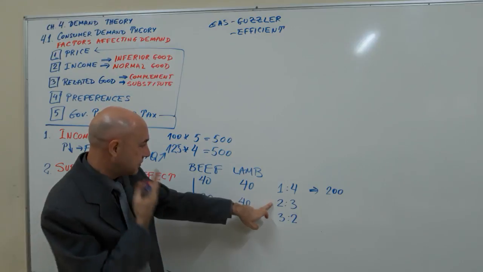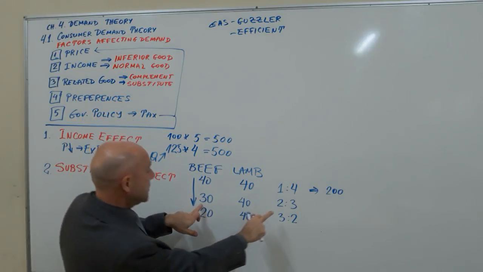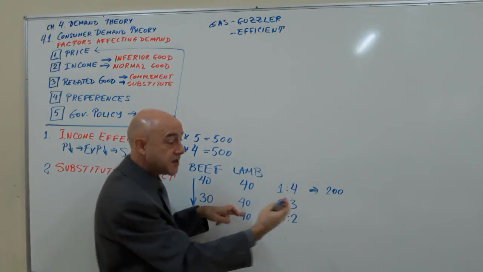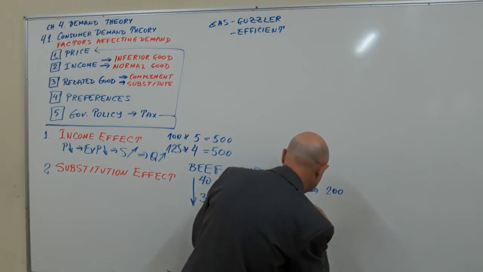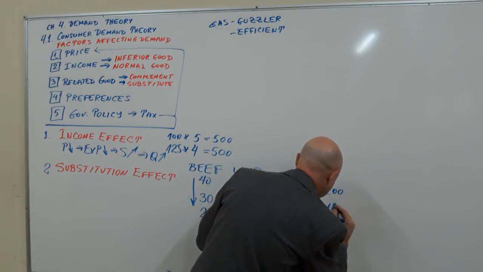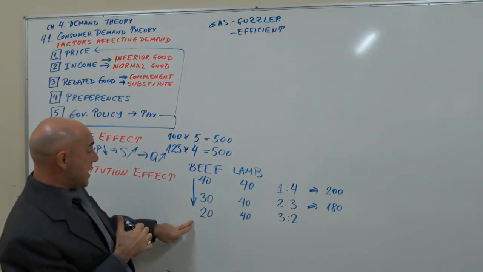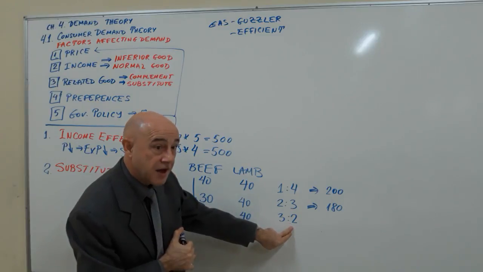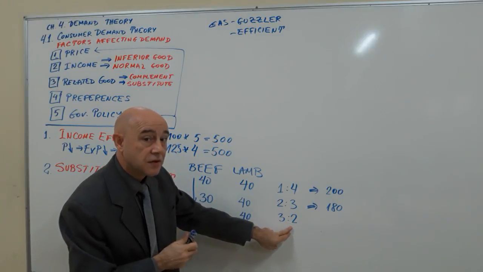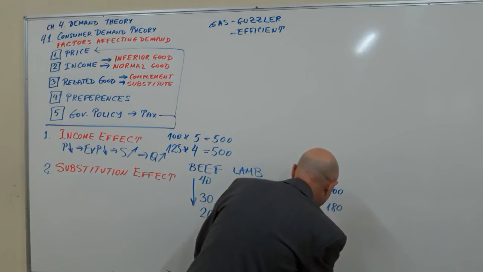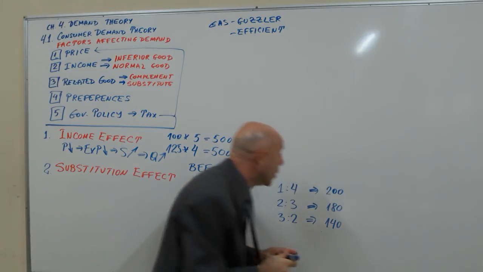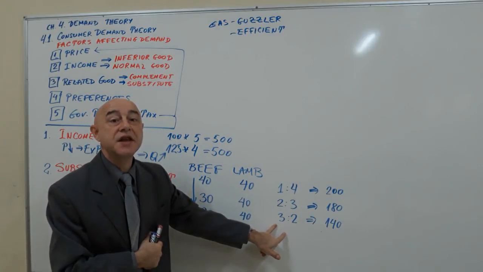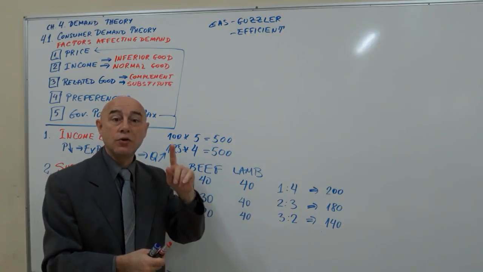Well, how much am I spending here? I think it's 180. Excuse me, my mistake. So this is 60, and this is 120, which is 180. And now I'm spending how much here? This is 60, and 80. 140. So this is all here, the 1, 4, 2, 3, 3, 2. That's the substitution effect.